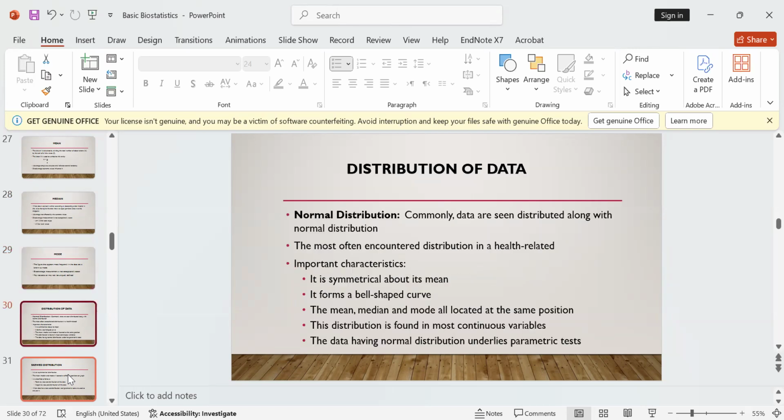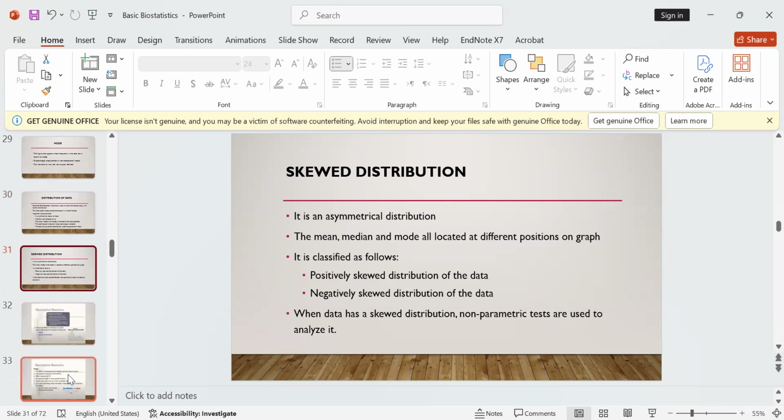Now, how is the data distributed? There are two types in which the data is distributed. Number one is the normal distribution. Commonly, the data are seen distributed along a normal distribution, the most often encountered distribution in a health-related setting. Its important characteristics are that it is symmetrical about its mean, it forms a bell-shaped curve, and the mean, median, and mode are all located at the same position. The distribution is found in most continuous variables. Data having normal distribution underlies parametric tests.